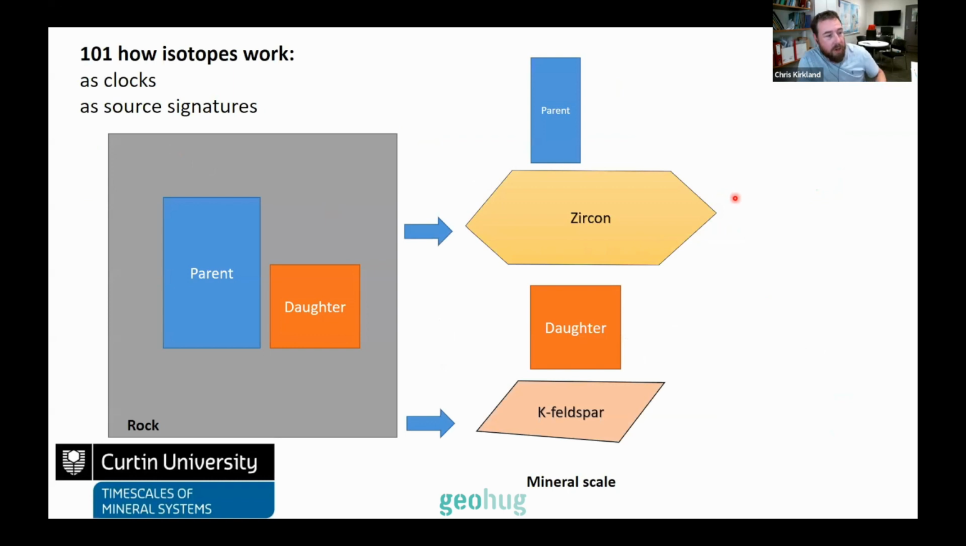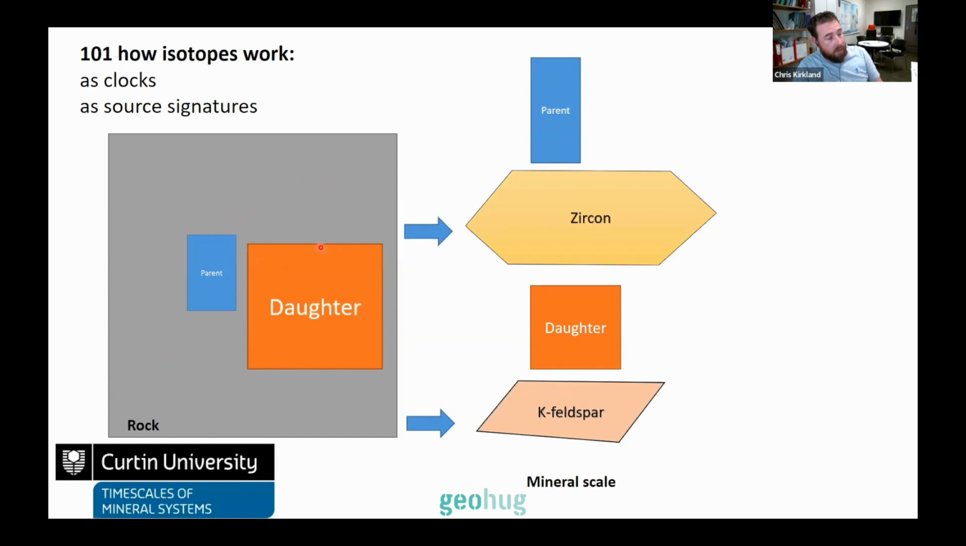Okay, so this is my 101 geochronology diagram. And if you get a handle of this, hopefully it'll set you up well for how we're going to use these tools to tell us about the history of our planet. So on the left-hand side, we've got an example of a rock, and our rock contains some parent isotope and some daughter isotope. And through time, more daughter will be produced. So if we understand the rate of change between the two of these, we might be able to say something about the age of this rock.